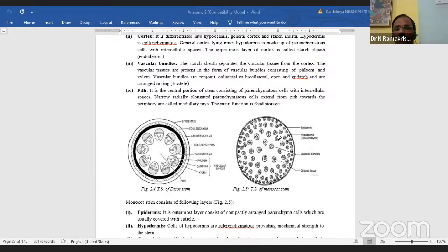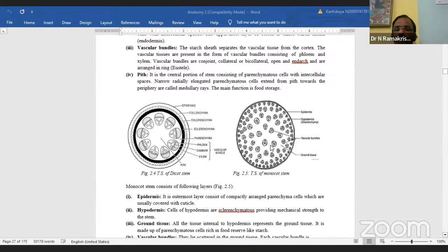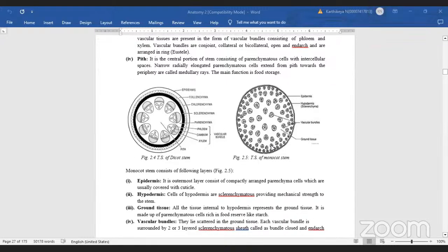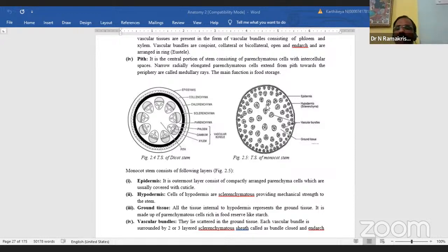Now you see here the second part. This is the monocot. The epidermis is common, the cortex is common. What is the variation between monocot stem and dicot stem? See, here these are all the vascular bundles. Vascular bundles are most important. What is the position of vascular bundles in monocots? Scattered, sir. Yes. Based on that, we identify it when I give the slide. Scattered vascular bundles are there. This one is a dicot, this one is a monocot.